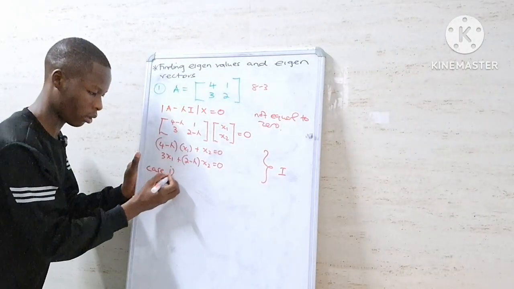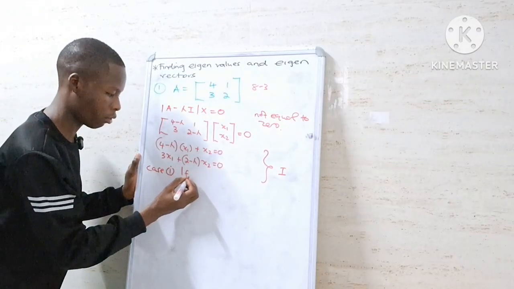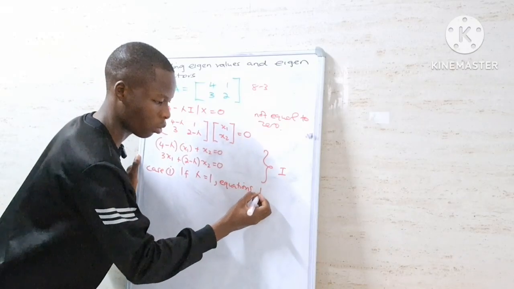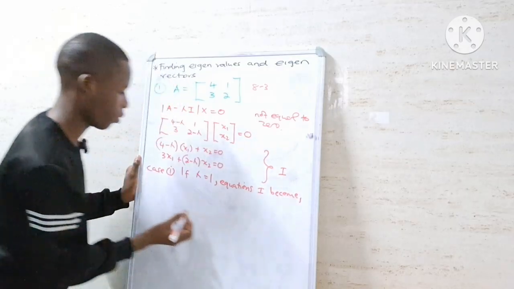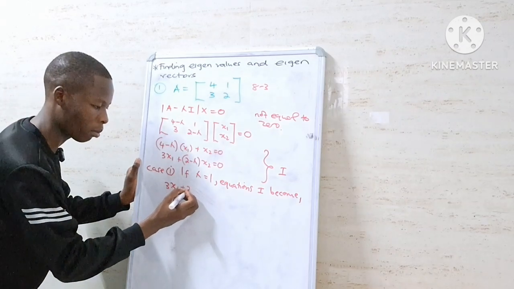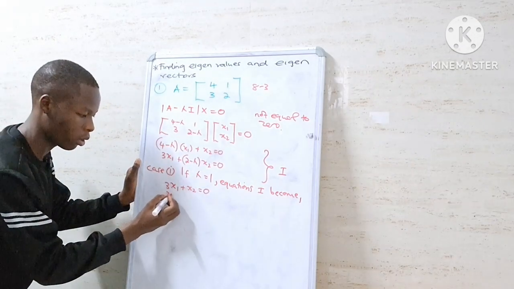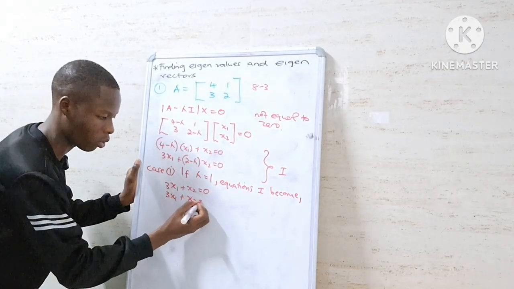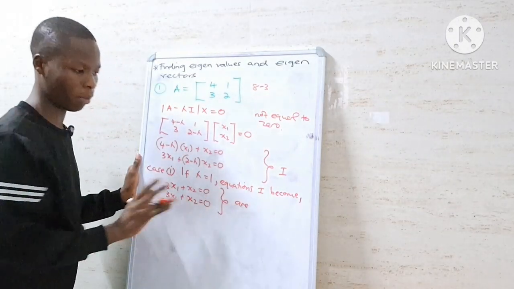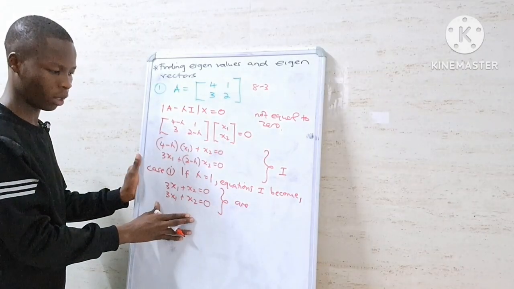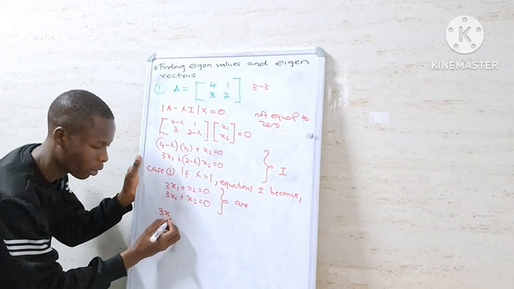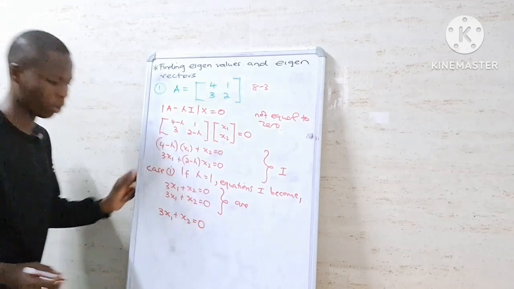Case number 1. If lambda is equal to 1, equations 1 become, 4 subtract 1, this is 3x1 plus x2 is equal to 0. If you check the two equations, it is the same equation repeating itself. So if the equation is repeating itself, you take one equation, 3x1 plus x2 is equal to 0.